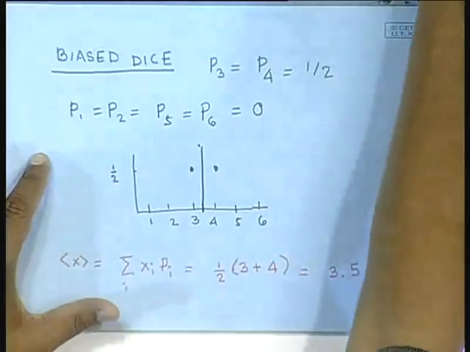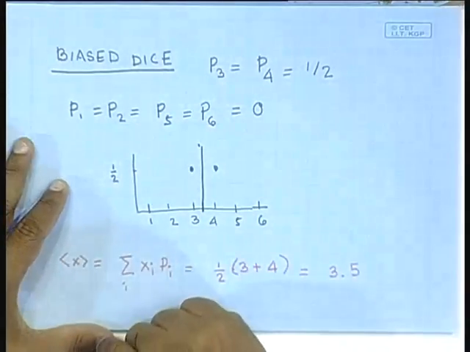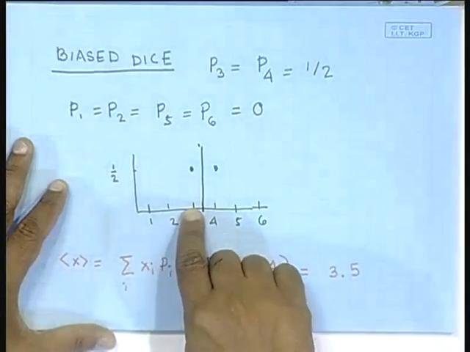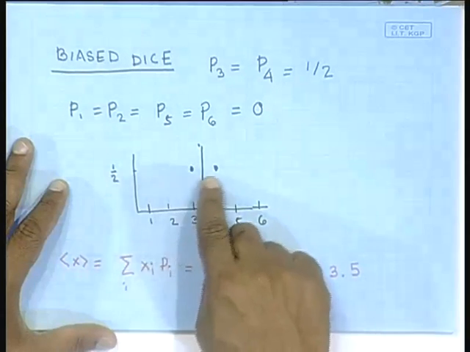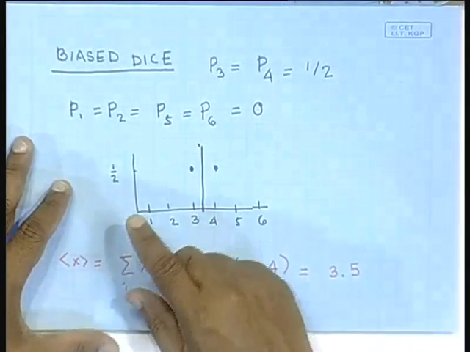Here we have a biased dice. You have equal probability of getting any two of these values, 3 or 4. The expected value is 3.5. So, for both of these two dice, you expect a value, the mean value is 3.5, but you see the probability distributions, the probabilities are quite different.